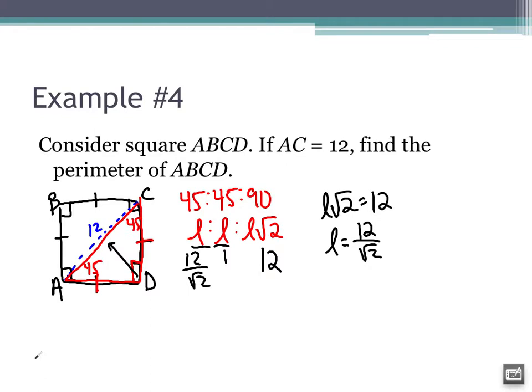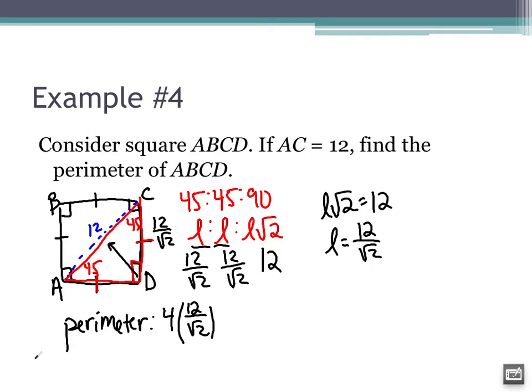Just leave it like that. Those are not like terms. I don't want a decimal. Just leave it as 12 over root 2. So that means each side of the square is 12 divided by root 2. Now in order to find the perimeter, I need to add up all 4 sides. So I have 4 sides. Each side is 12 divided by root 2. When I multiply 4 by 12, I get 48 divided by root 2. I'm just going to throw in the word units. So the perimeter of our square is 48 divided by root 2 units.